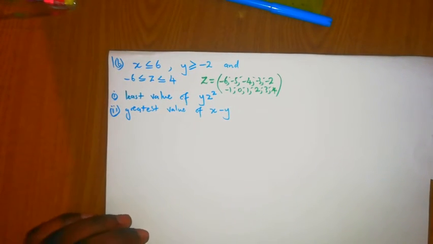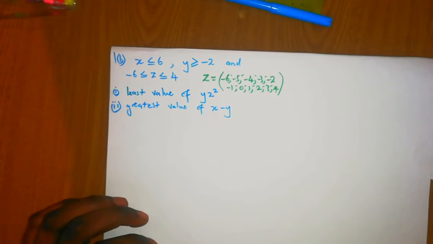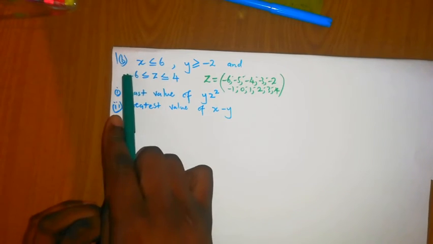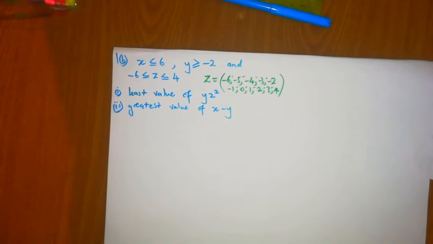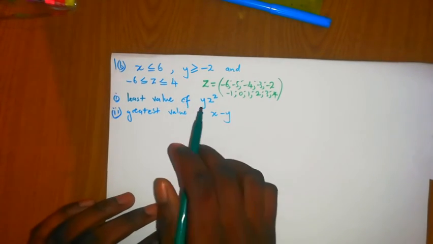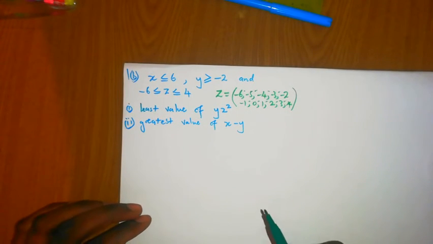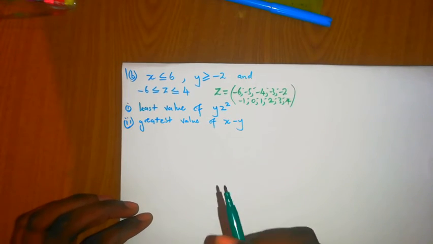I've copied the question for you here. In this case, we have the values of z ranging from -6 up to 4, so I have listed them below. Now we want the least value of yz squared. Since they require the least value, the least value is supposed to be negative.